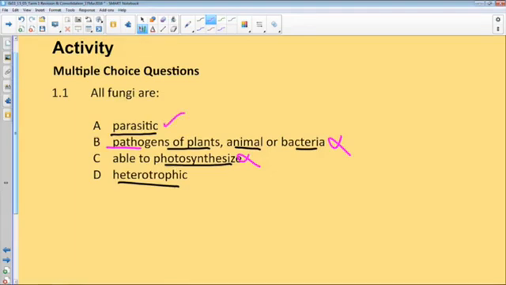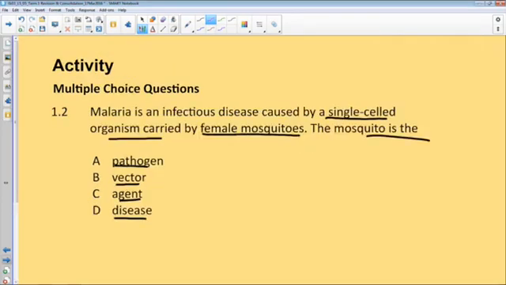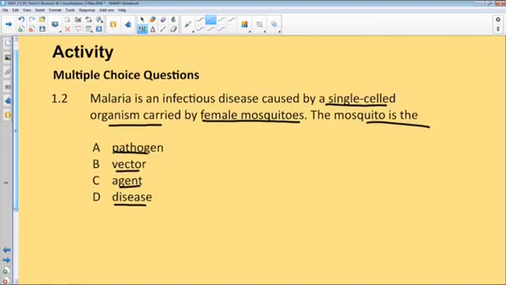All are not parasitic, and hence that's not correct, but we do have them being heterotrophic, and that means they often rely on other organisms for their source of nutrients, where they secrete an enzyme and they live off the medium or the substrate by absorbing the nutrients. So well done to those of you that got it right. Let's move on to 1.2. Malaria is an infectious disease caused by a single cell organism carried by female mosquitoes.